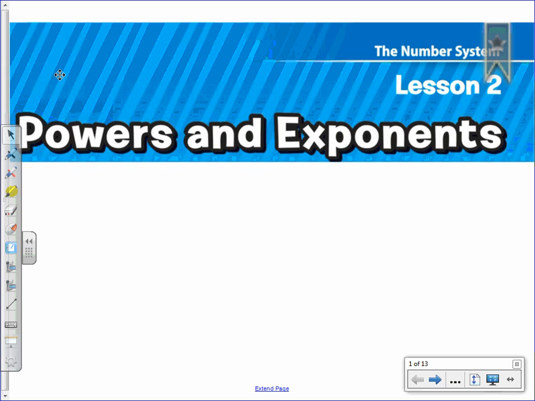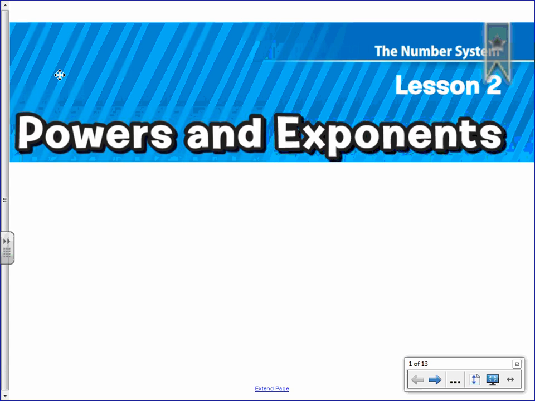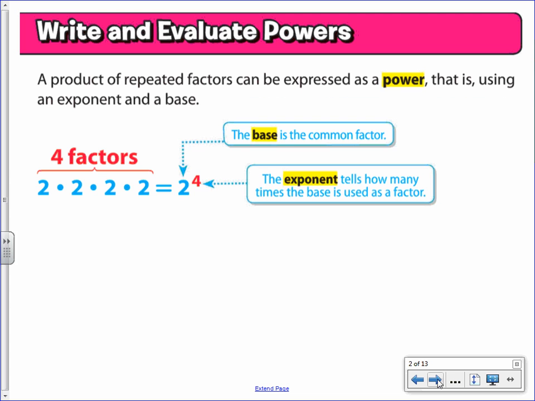Today's lesson is on powers and exponents. The last lesson we talked about rational numbers and what kind of rational numbers there are: terminating decimals, repeating decimals, percents, fractions, integers, whole numbers, natural numbers. Today we're looking at powers and exponents. You should be familiar with both of those words.